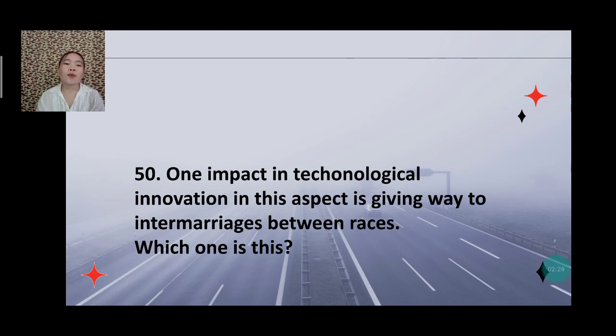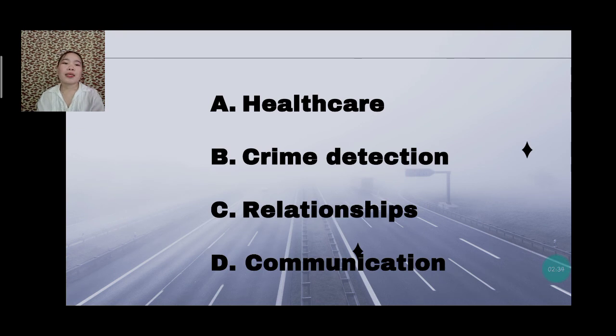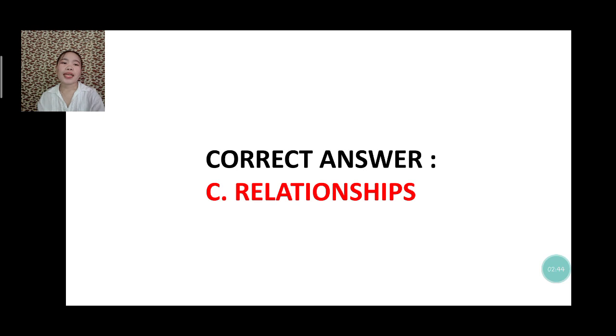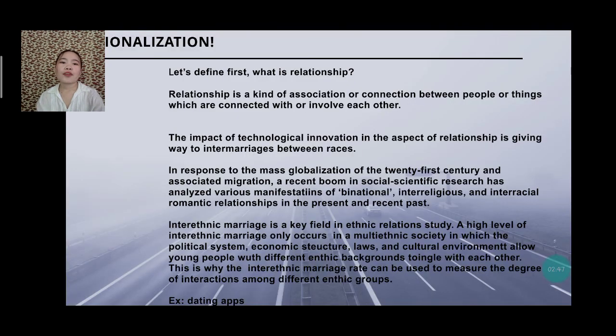Next item, number 50. One impact of technological innovation in this aspect is giving way to intermarriages between races. Which one is this? The options are letter A, healthcare, letter B, crime detection, letter C, relationships, and letter D, communication. So the correct answer is letter C, relationships. For our rationalization, let us first define what is relationship. Basically, a relationship is a kind of association or connection between people or things which are connected with or involved with each other. So the impact of technological innovation in the aspect of relationship is giving way to intermarriages between races.